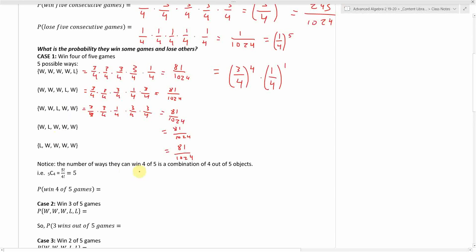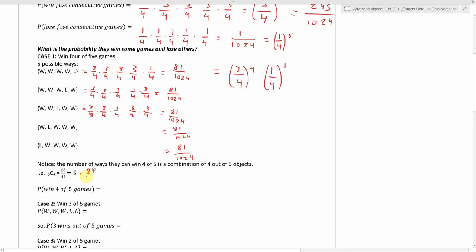So the number of ways they can win 4 out of 5 games is a combination of 4 out of 5 objects, right? They have 5 games to play, and they're choosing 4 of them to win. And so this would be the number of ways that we could choose 4 games to win. But that has to get multiplied by the probability of each particular scenario where they lose. So there's one scenario where they lose 1 game. This is a different scenario. This is a different one, and there's 5 different places where that loss can fall.